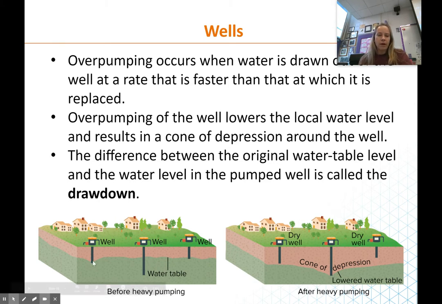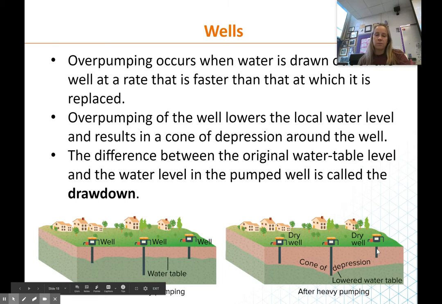So right here, we've got a well. This well is really in danger of going dry. This well is tapped in really deep. This well is not at all. So look what happens after time. This well is drawing water out. It creates this cone of depression. So the water table is lower. These wells are now both dry.